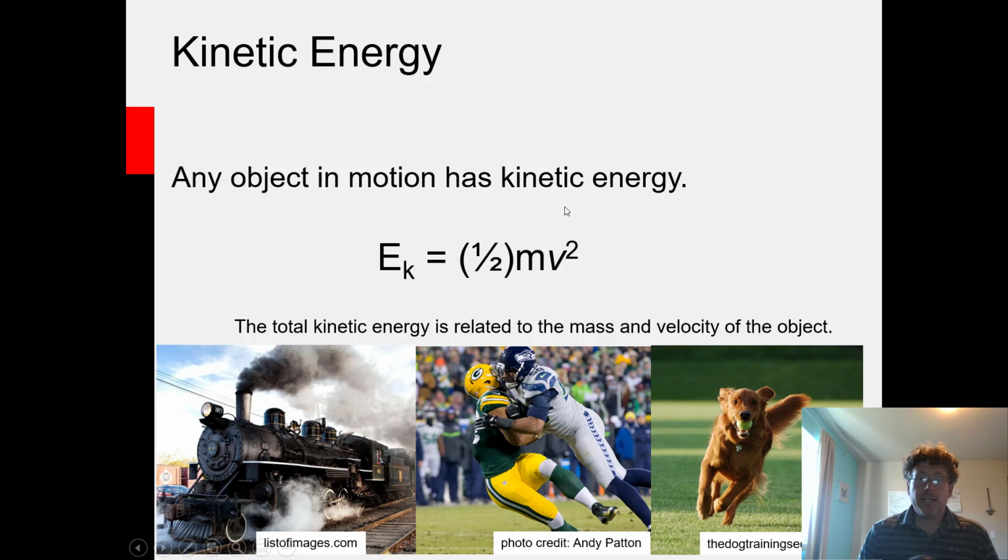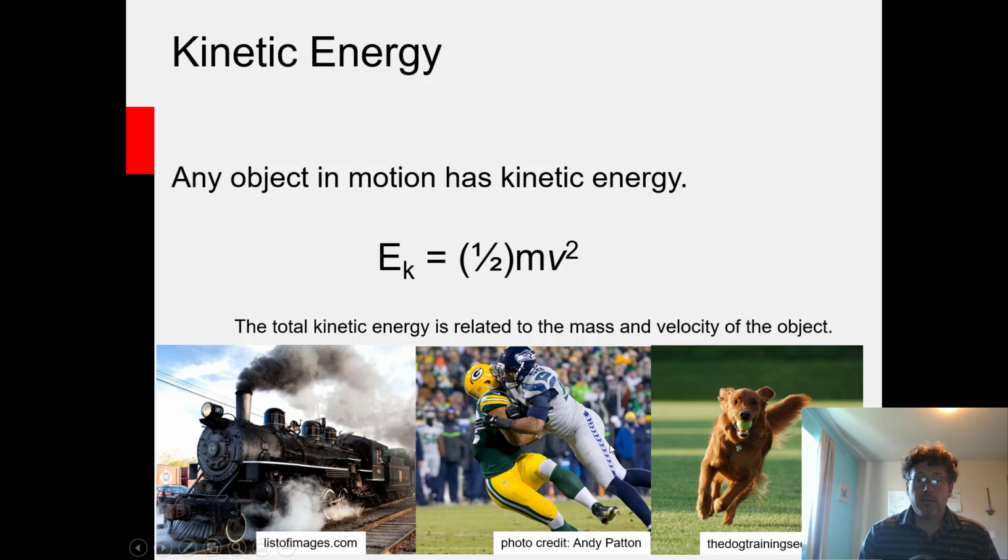So kinetic energy, I think, is pretty easy to visualize. Any object in motion has kinetic energy, and if I know its mass and its velocity, I can calculate the kinetic energy of any object that's moving. That could be a train, that could be a linebacker, that could be a golden retriever who's very excited to bring you the ball back.